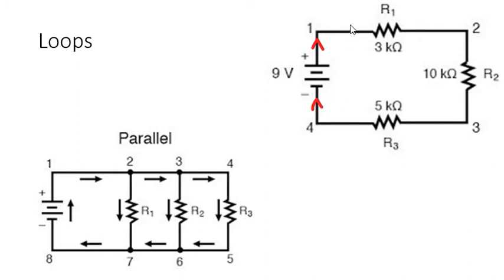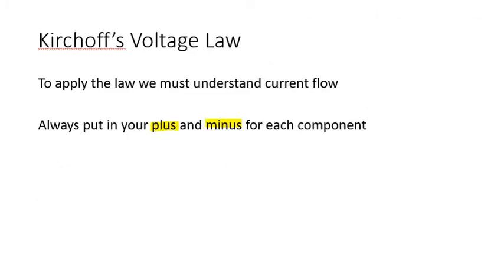So we are saying current flow is going this way. And again, we have to understand current flow to apply the laws. So first of all, we're saying current flow is this way. They're all in series, so it's going to go through R1, then R2, and then R3. And the next thing that we have to do is we have to put in our pluses and minuses.